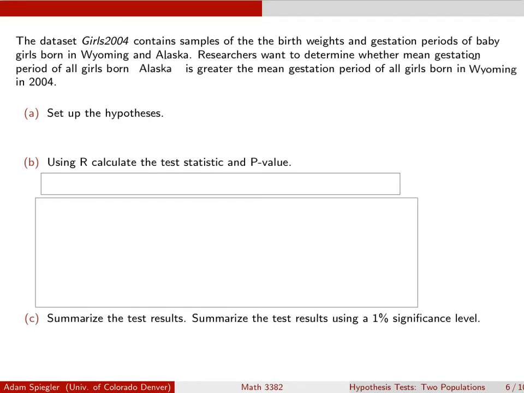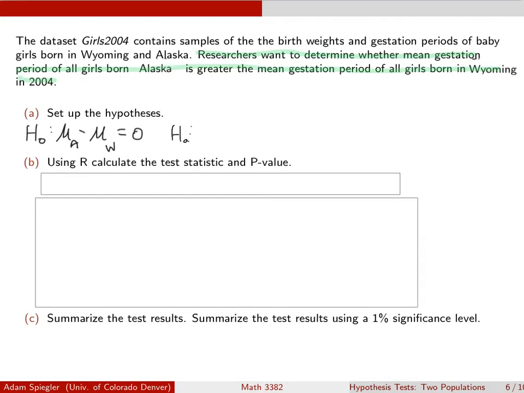What the researchers want to determine, we can see from this statement, is whether the mean gestation period for births in Alaska was greater than the mean gestation period for births in Wyoming. We could state this in various ways, but however we state it, the null hypothesis should claim that there is no difference between these two. For example, the mean gestation period of all births in Alaska minus the mean gestation period for all births in Wyoming in 2004 was 0. We could say that they are equal to each other. I could say that mu Wyoming minus mu Alaska is 0 as well. We can do this in different ways as long as it's consistent.